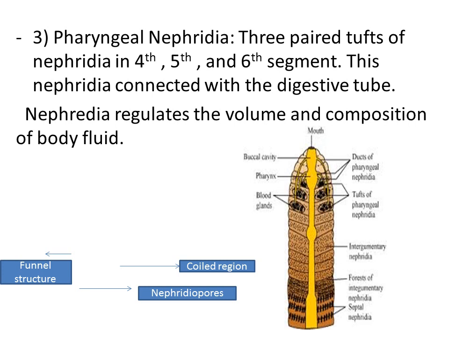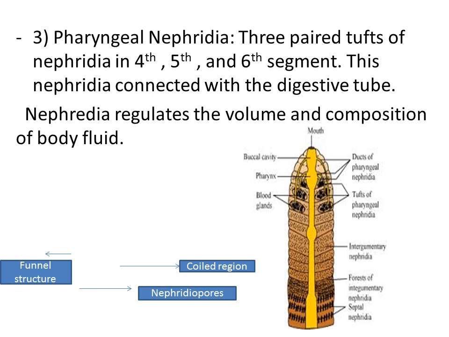So in the fourth segment we have a pair, and in the fifth segment also a pair of tufts is present, and in the sixth segment also. So there are three paired tufts of nephridia. They are located in the pharynx region. They are named pharyngeal nephridia. You can see in the diagram the tube-like structure is connected with the tuft, right?